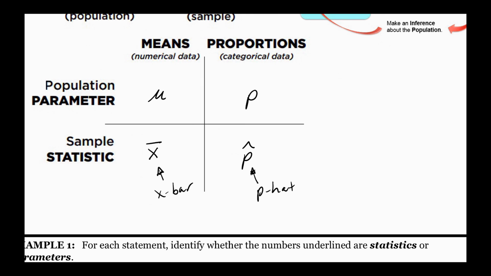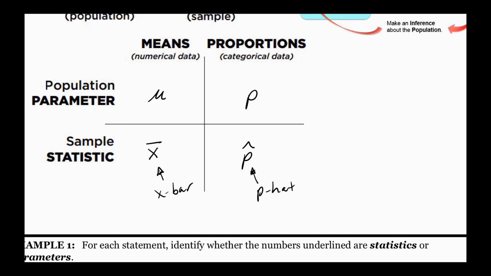Okay. So be careful when you're using symbols. One is for population, one is for statistic. Okay.